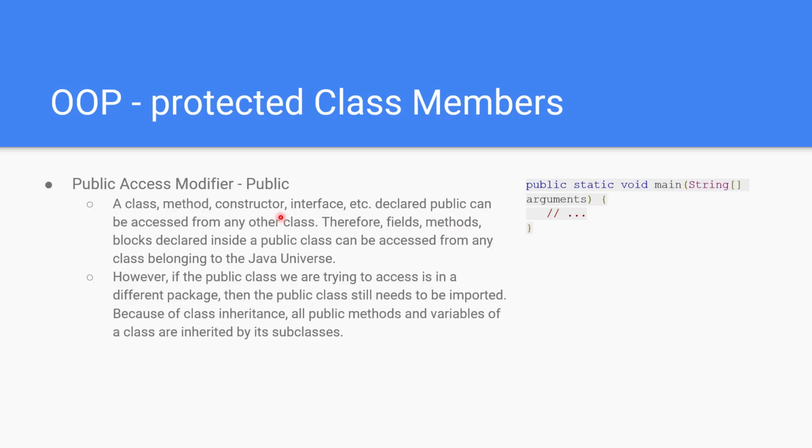Public access modifiers or public visibility. The class, method, or constructor or interface declared public can be accessed from any other class. So we can call it directly. However, if the public class we're trying to access is in a different package, we must still import it. So we need to run those imports that we have looked at. Because of class inheritance, all public methods and variables of the class are inherited by its subclasses.